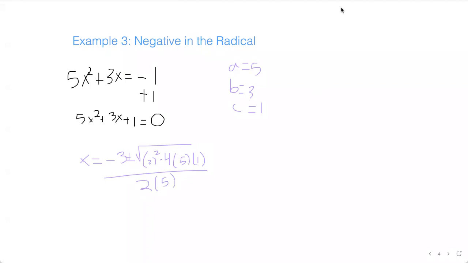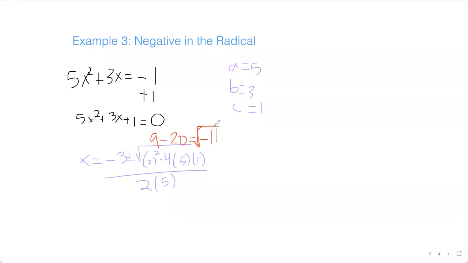Okay, next step, after you plug it in, get the radical down to one number. So 3 squared is going to give me 9, minus 4 times 5 times 1 is 20. That gives me a -11. So right now, this should be a big red flag. Ding, ding, ding, ding, ding. I have a negative in my square root. That means that there is no real solution.